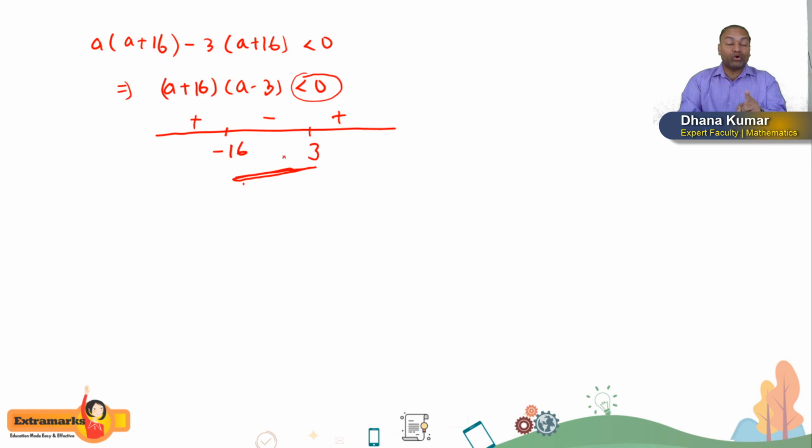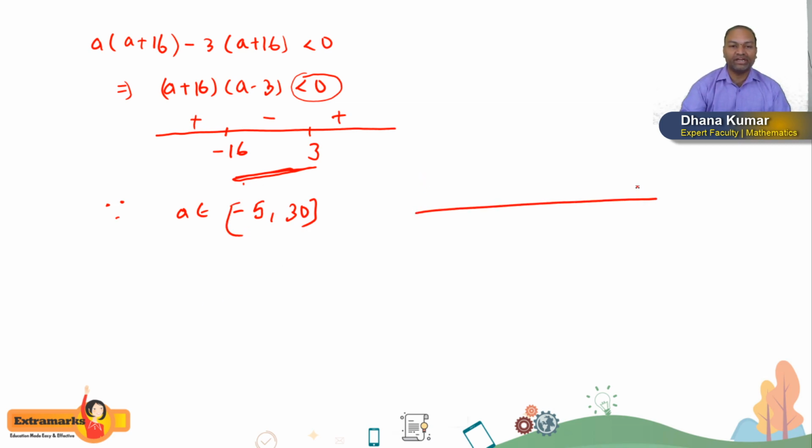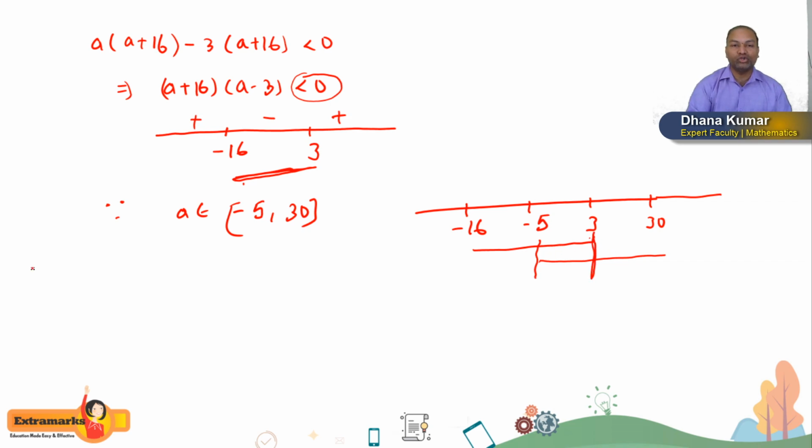Here you should be very careful about the a value, because the given condition is that a belongs to minus 5 to 30. Okay, common area. Let us see one more number line. Minus 16 in increasing order, next minus 5, next 3, next 30. This part is minus 16 to 3. This part is minus 5 to 30. The common area will be minus 5 to 3. So a belongs to minus 5 to 3.